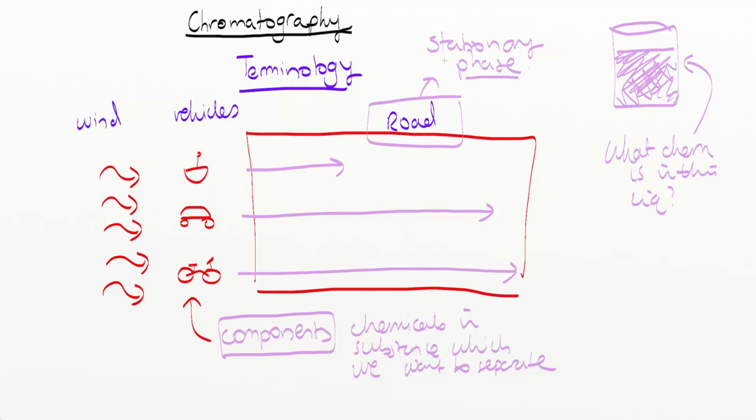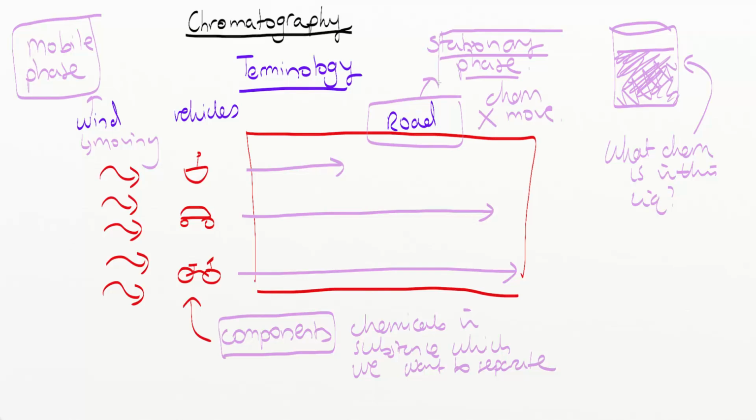Okay, and the stationary phase is simply defined as the chemical that does not move. So the chemical that does not move in chromatography, that is the stationary phase. There's also another phase, which is this wind here, which is pushing the chemicals along the stationary phase. We can see that the wind is moving. So the wind is going to be known as the mobile phase. And the mobile phase is simply going to be the chemical that moves.